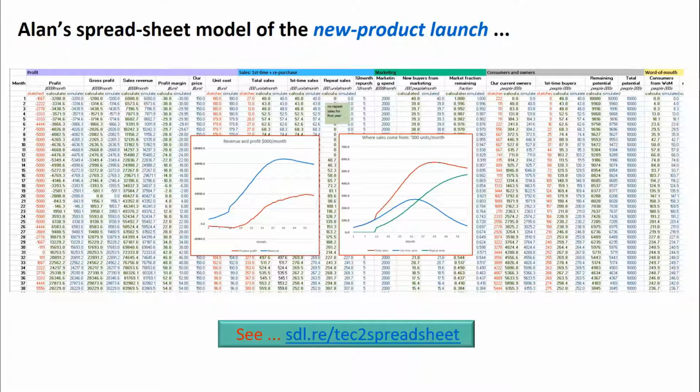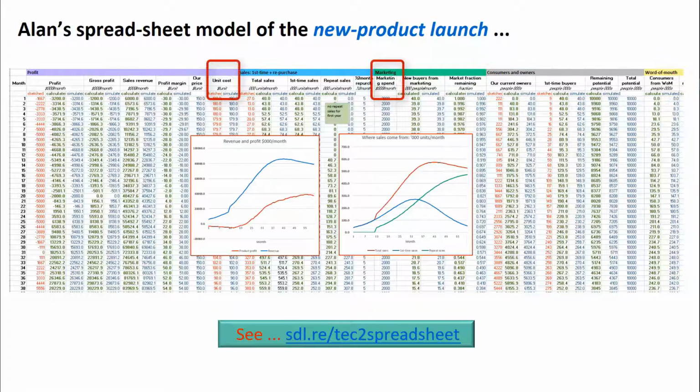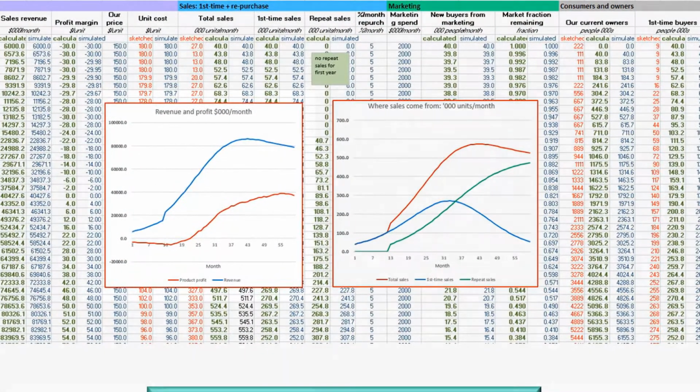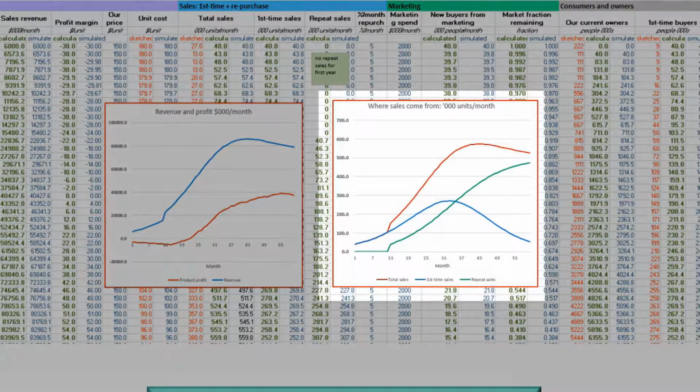So this is a spreadsheet of that product launch. It's calculating the monthly results going down each column, and it's working out profit on the left from the sales and cost items. And I've dropped a couple of charts on here. The first chart combines those two items on revenue and profit growth, and the second chart shows the sources of sales. So the blue line is first time customers buying the product, and the green line is the replacement purchases from people who've already got it, and the red line is the sum of the two.